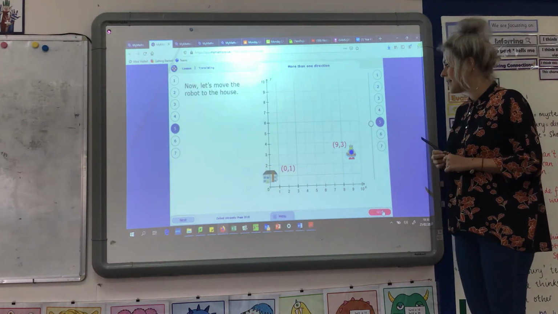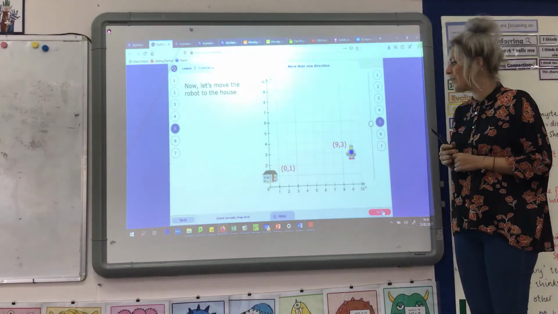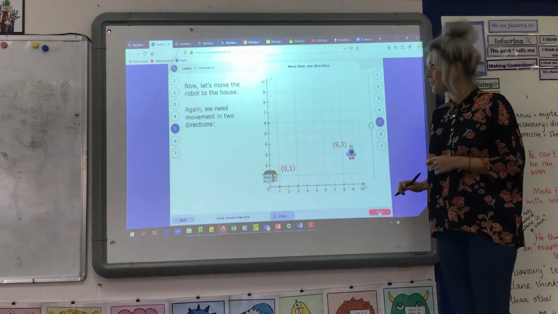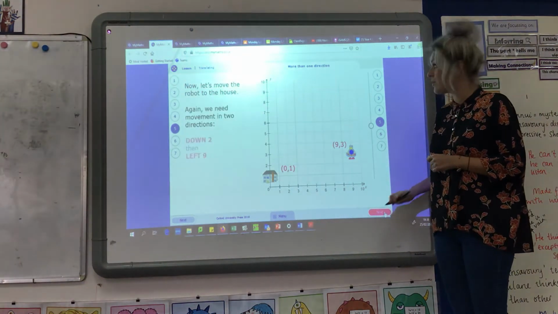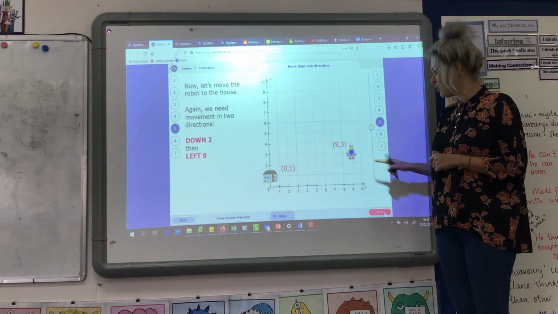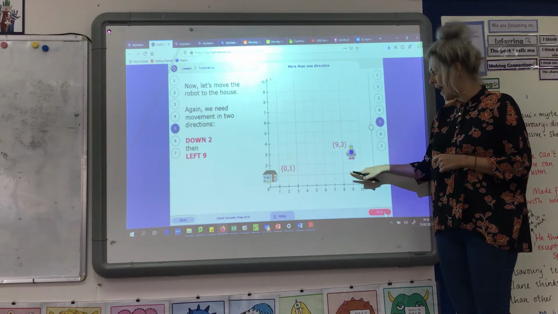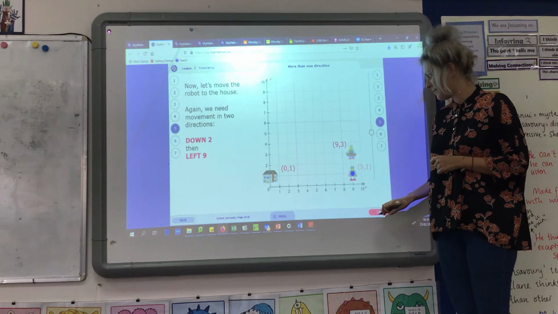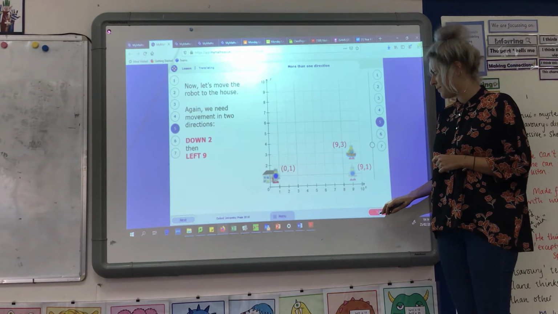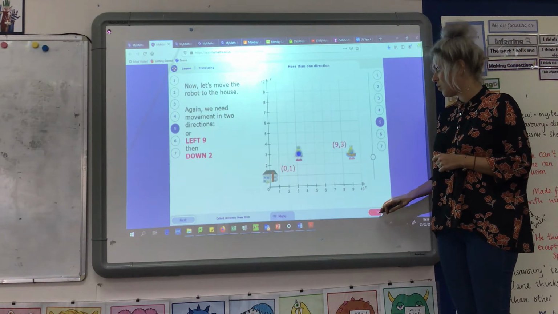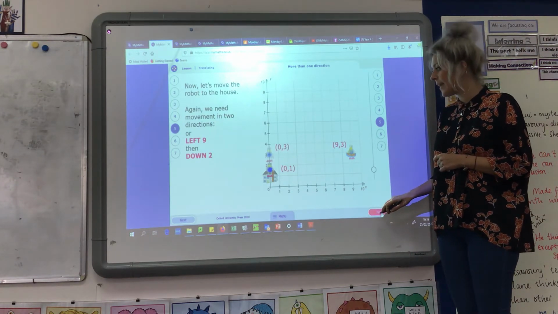Now, let's move the robot to the house. Again, we need to move in 2 directions. Down 2 and then left 9. Or left 9 and then down 2.